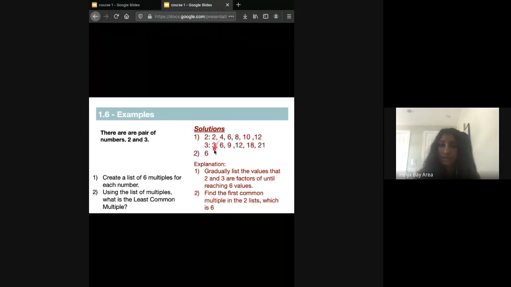So our solution here is multiples of 2 are 2, 4, 6, 8, 10, and 12. And then 3, 6, 9, 12, 15 should be here, but it's not for some reason, 18, and 21. So as you can see here, the least common multiple that both of these share is 6. Therefore, our answer to the second question here is 6.